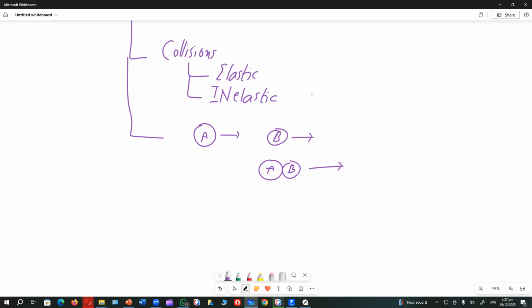So then you have a formula: M1U1 plus M2U2 is equal to (M1 plus M2) into V, like this. So this is called coalescence, when two objects collide and they move together.